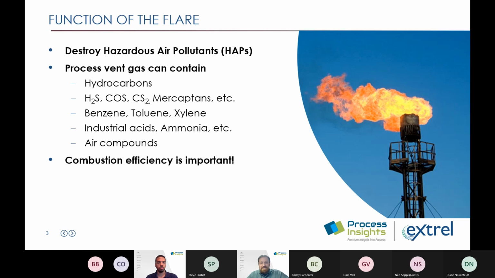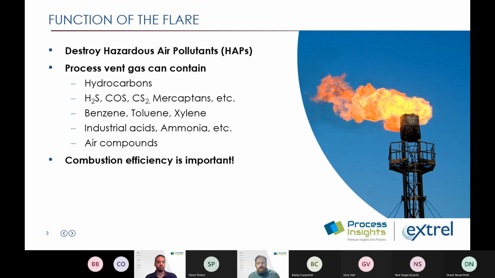Now, to add to that, what I find equally fascinating is that this giant flamethrower that you see in the middle of a chemical plant or a refinery is actually a safety device. The purpose of the flare is to destroy hazardous air pollutants, or HAPs, compounds that are dangerous to people's health, before they can be released from the manufacturing site into the air.